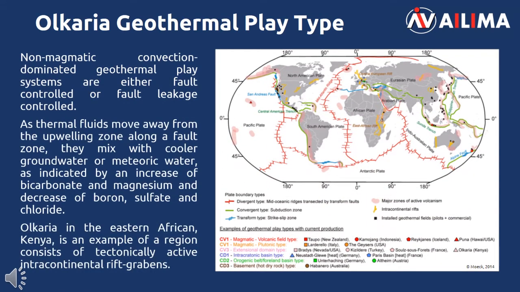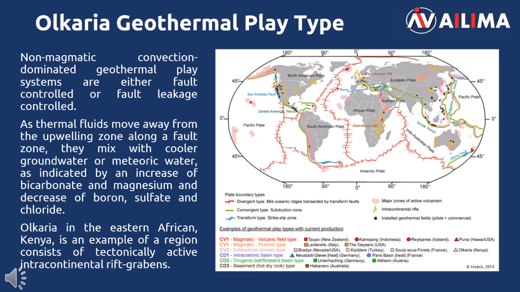Non-magmatic convection-dominated geothermal play systems are either fault-controlled or fault leakage-controlled. In purely fault-controlled play systems, convection occurs along the fault and is commonly combined with the infiltration of meteoric water along the fault. In the fault leakage-controlled play systems, however, the fluid leaks from the fault into a permeable concealed zone. In turn, fluids can move from a permeable layer into the fault zone and from there to surface.